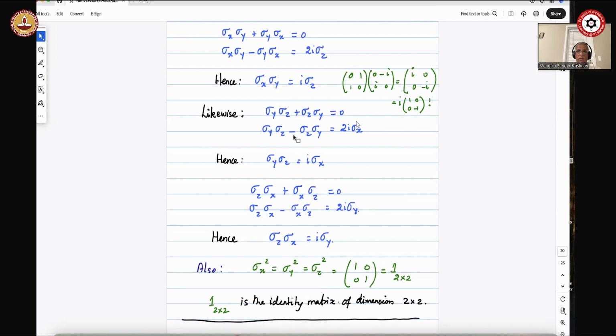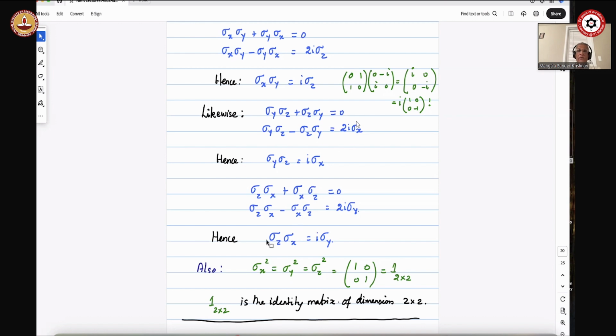Sigma y, sigma z minus sigma z, sigma y is 2i times sigma x. So if you add the two, you get 2 sigma y sigma z, and you get 2i sigma x. The 2 cancels out. So you see sigma y sigma z is i sigma x. So x, y, z cyclic; y, z, x cyclic; z, x, y cyclic. You can see that.